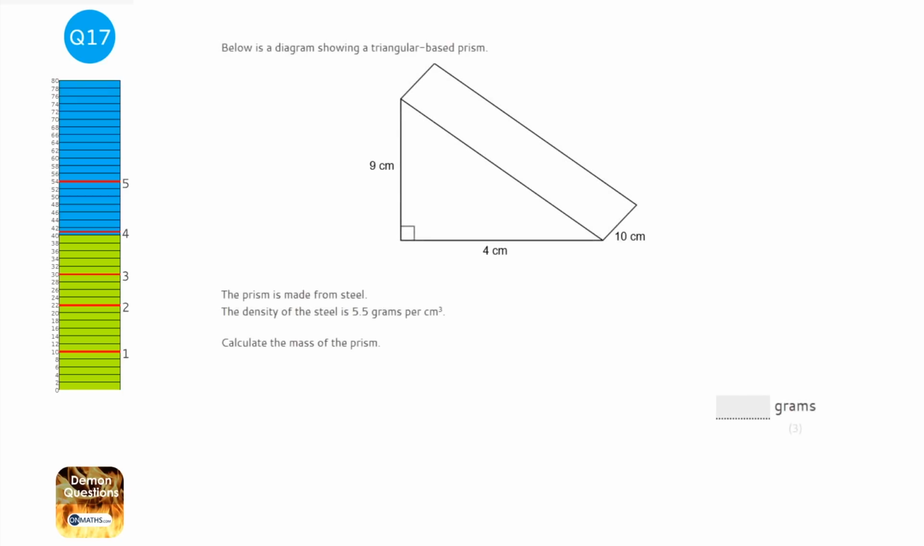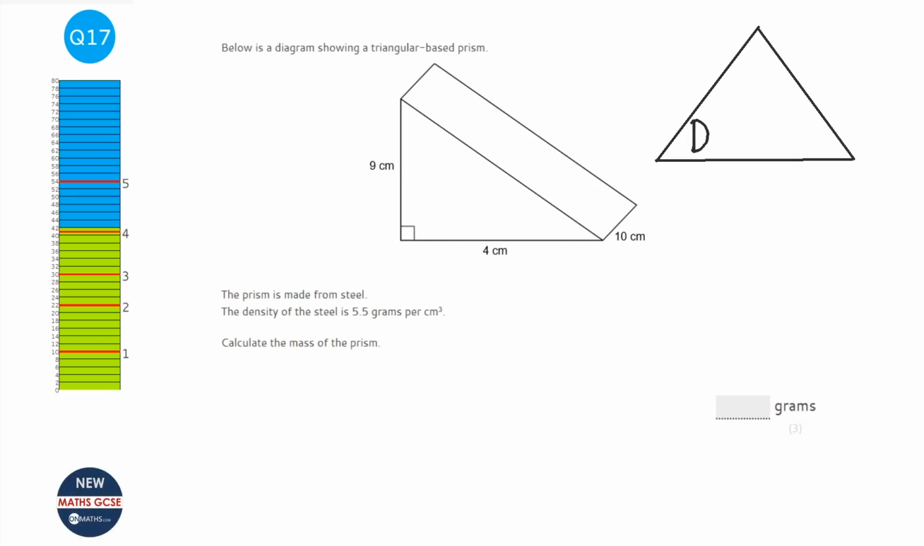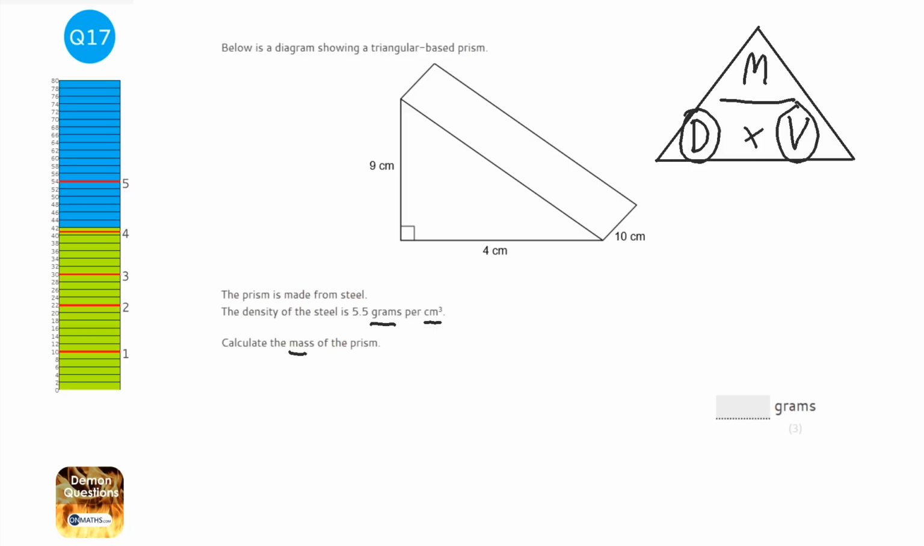The triangle we need to remember for this question is density equals mass over volume. Now you could have kind of worked it out with the question because it says grams, which is mass, per centimeters cubed, which is volume. So per means over, so it would be mass over volume. So we need to work out the mass. Well, at the moment we have the density, but we haven't got the volume. So the first thing I need to do is work out the volume of the prism.